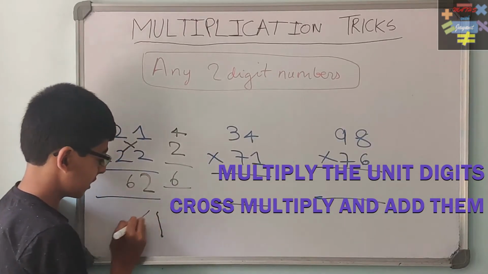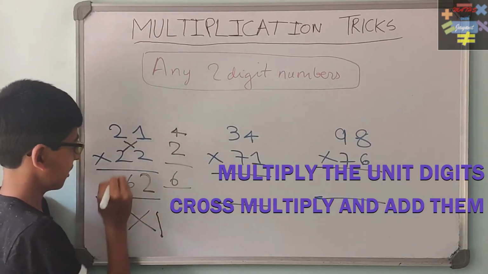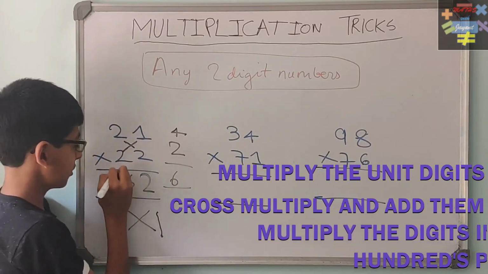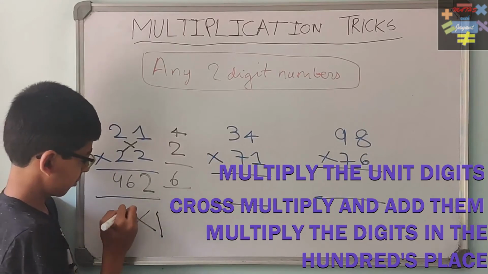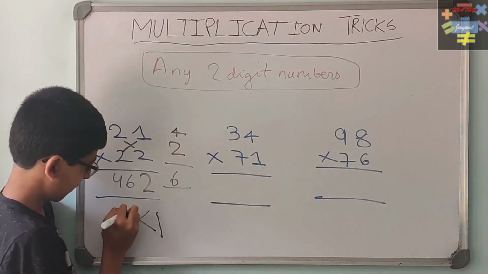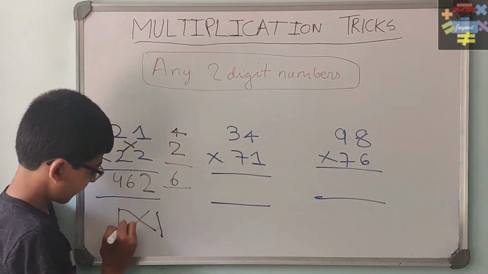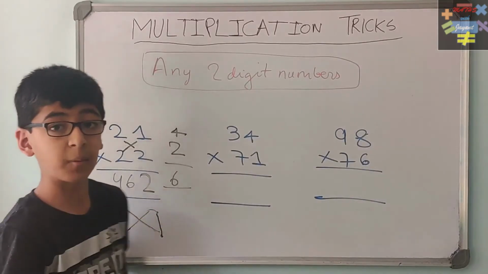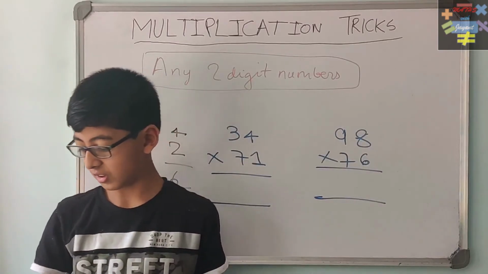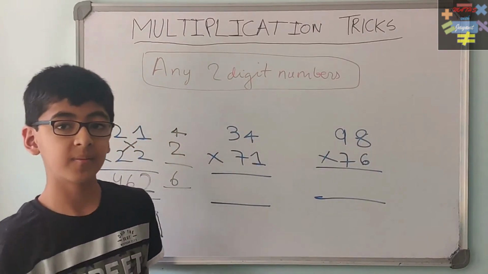So we did the cross multiplication. Then multiply this with this. 2 into 2 gives us 4. And our answer is 462. Now we have multiplied like this. If we join all of them, we get a bow-tie sort of shape. So this trick is also called the bow tie method.